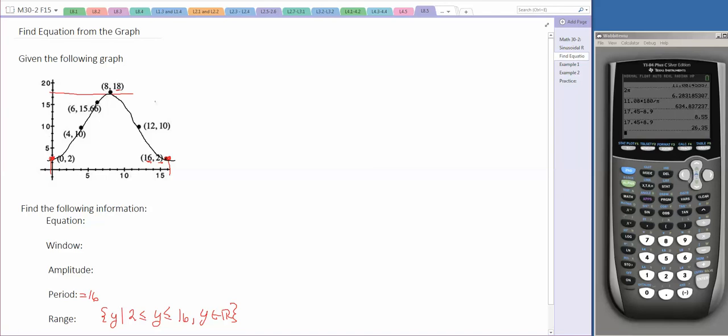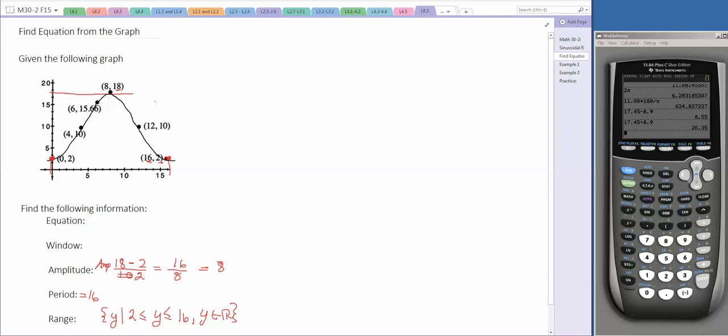We can find our amplitude because we have our maximum and our minimum. To find the amplitude we take the maximum plus the minimum and divide by 2. No, sorry, that's the midline. To find the amplitude we take the maximum and subtract the minimum. So the distance from the bottom to the top is 16, and it should be divided by 2, so 16 divided by 2 gives us an amplitude of 8.